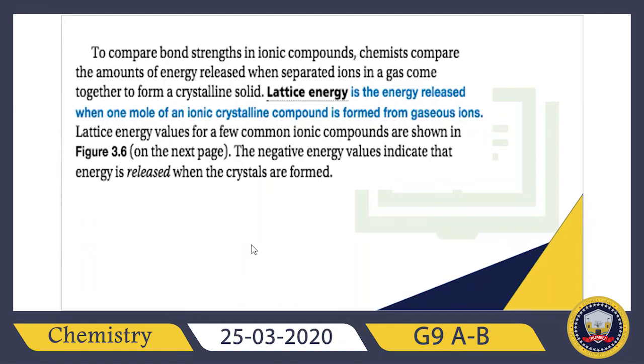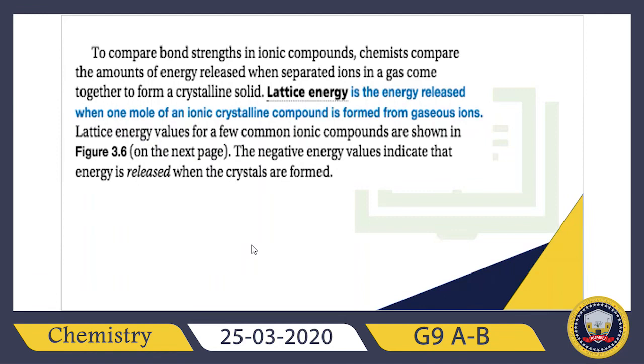Of course, lattice energy values for a few common ionic compounds are shown. Okay, in figure 3.6, you can find it in the book. It's not important, no need to memorize it. This is just an example. Okay, now the negative energy values indicate that energy is released when the crystals are formed.